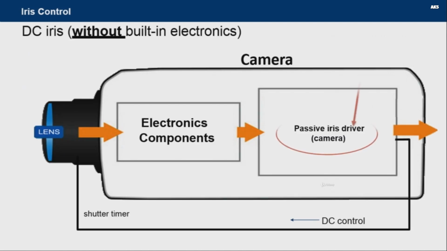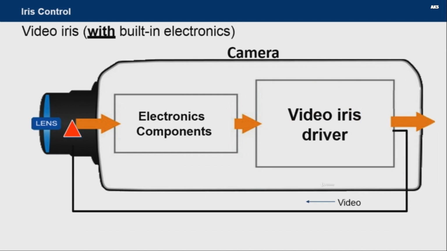As you can see here, the circuit in the DC iris lens that controls the iris opening resides inside the camera. And for the video iris, the circuit that controls the iris opening is inside the lens. Okay, let's move to the next lecture.